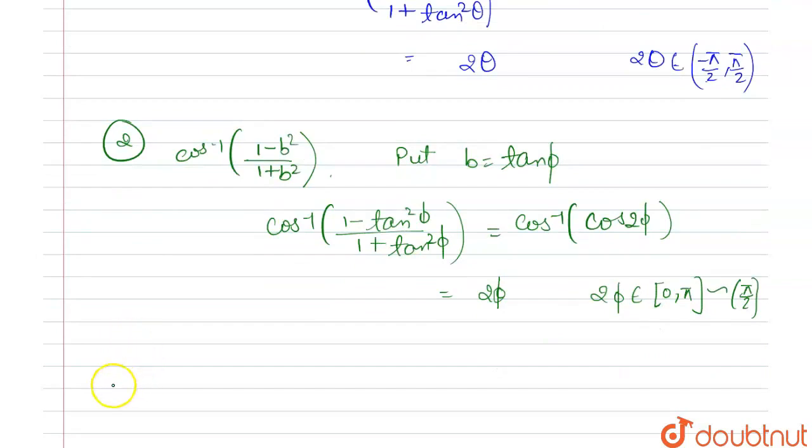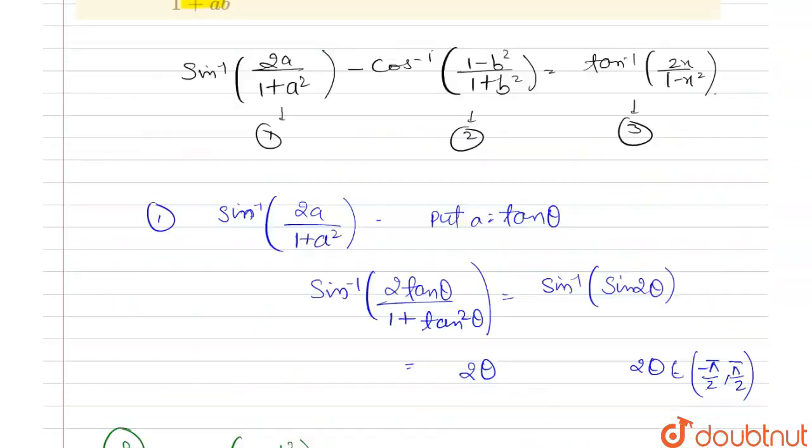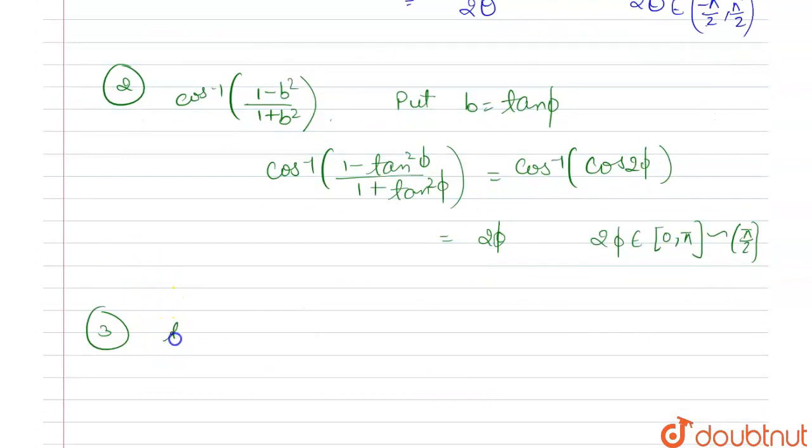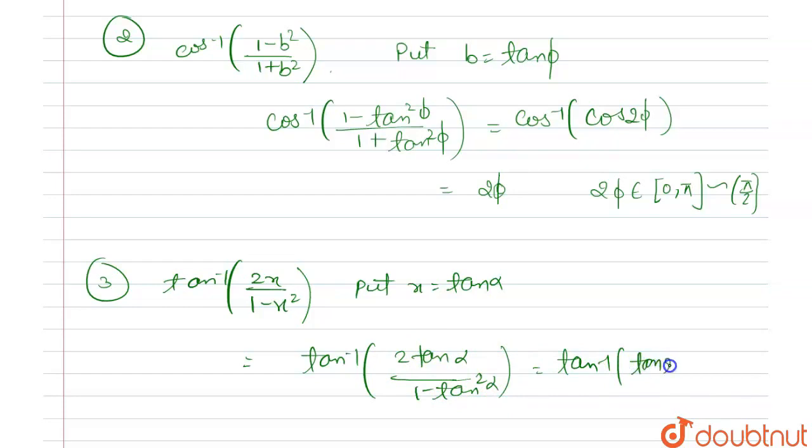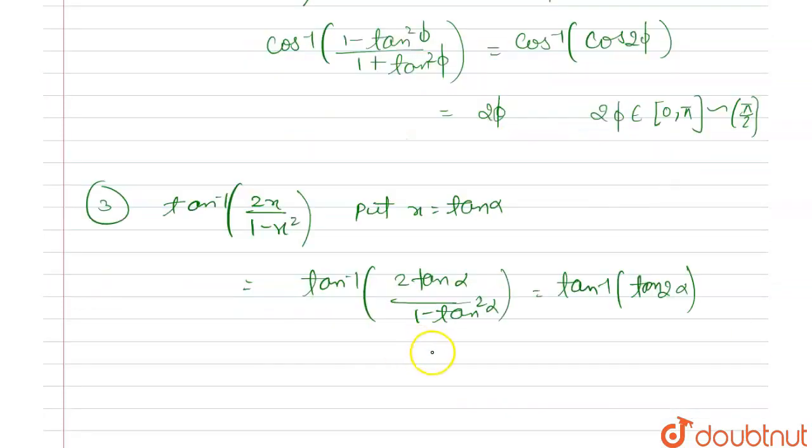And now we have to write our third function in the simplest form. So third function is tan inverse of 2x divided by 1 minus x square. Now put x equals tan alpha. So we can write it as tan inverse of 2 tan alpha divided by 1 minus tan square alpha, and this is the half angle formula of tan of 2 alpha. So we can write it as tan inverse of tan of 2 alpha, and that equals 2 alpha, where our 2 alpha belongs to minus pi by 2 to plus pi by 2.